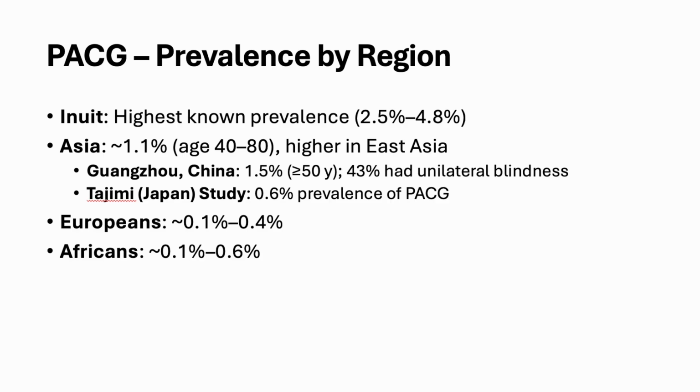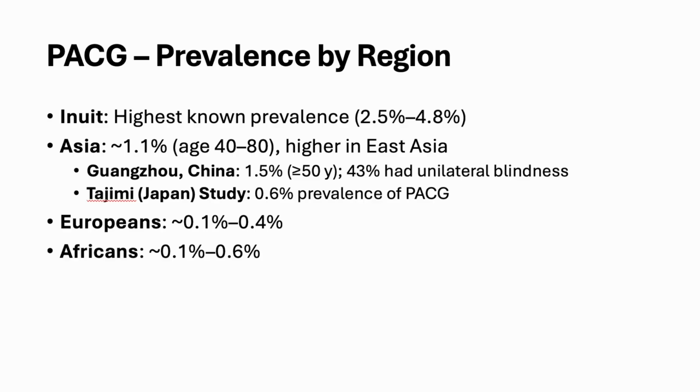Prevalence of PACG varies significantly by population. Inuit populations have the highest known prevalence, ranging from 2.5% to 4.8%. In Asia, the overall prevalence is around 1.1% for ages 40 to 80, but higher in East Asia. For example, in Guangzhou, China, prevalence is 1.5% in adults over 50, with 43% experiencing unilateral blindness.